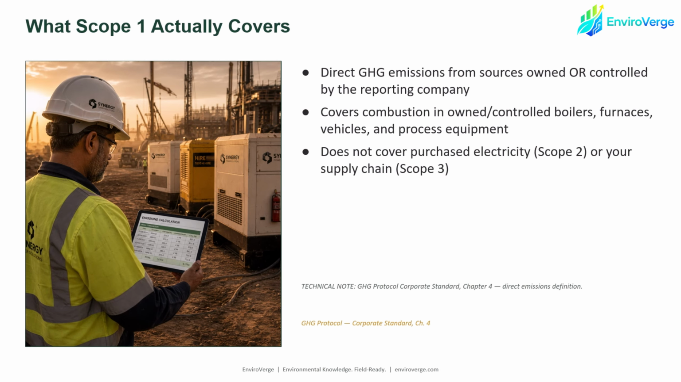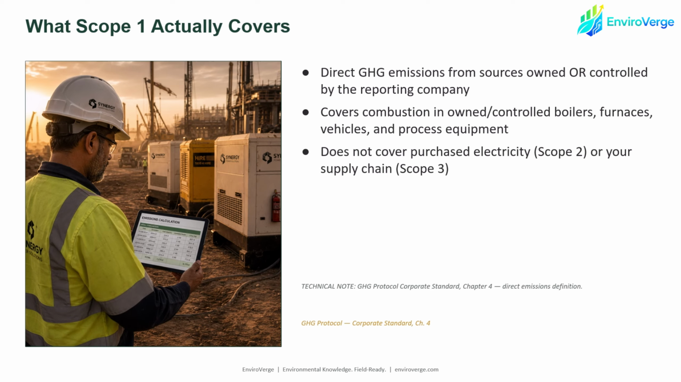Scope 1 is direct. It's emissions from sources your organization owns or controls. That covers combustion in your owned or controlled boilers, furnaces, vehicles, and process equipment. Everything burning fuel on your watch under your operating authority. What it does not cover is your purchased electricity. That's Scope 2. And it doesn't cover your supply chain.